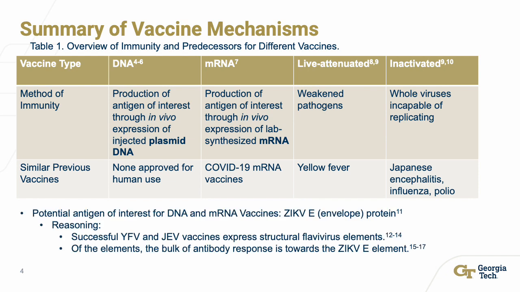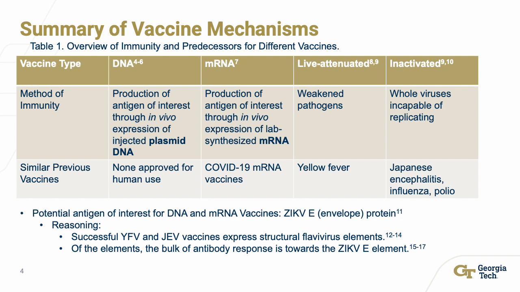With the DNA and mRNA vaccines, I've referred to an antigen of interest. The selection of which antigen to encode is important to ensure efficacy of the developed vaccines. Yellow fever and Japanese encephalitis are both part of the flavivirus family, the same family that Zika virus is part of. The vaccines for both those diseases express structural elements of their respective viruses, and studies have shown that the bulk of antibody response to Zika virus is in response to the envelope or E protein, which is also a structural protein. So a good target for an antigen of interest for DNA and mRNA vaccines could be the E protein.